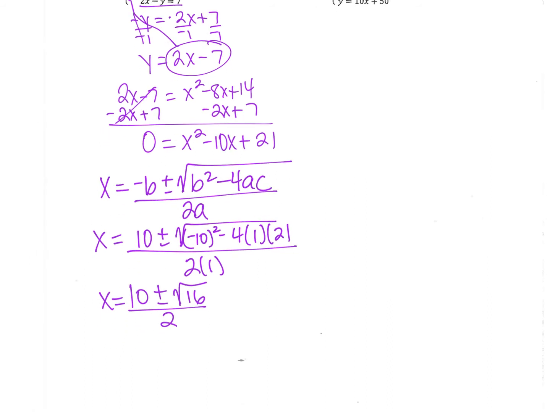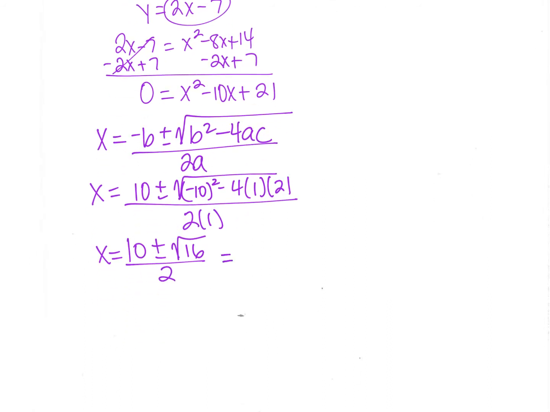All right, so when I plug in, notice 16 is a perfect square. It equals 4. So remember we discussed also before the break, if you no longer have a radical, you need to find your 2 solutions. So you're going to have to add and subtract 4. So 10 plus 4 is 14 over 2, which equals 7. 10 minus 4 is 6 over 2, which equals 3.